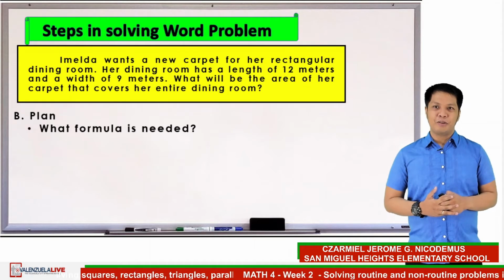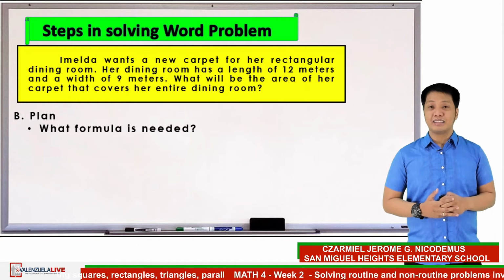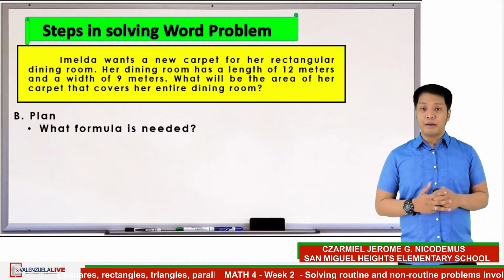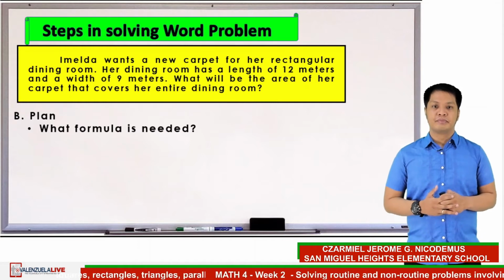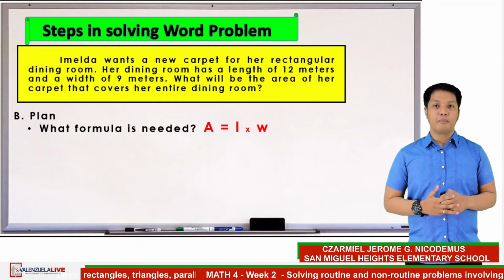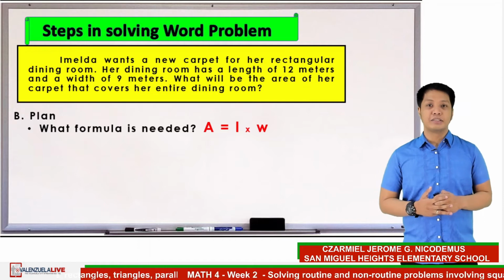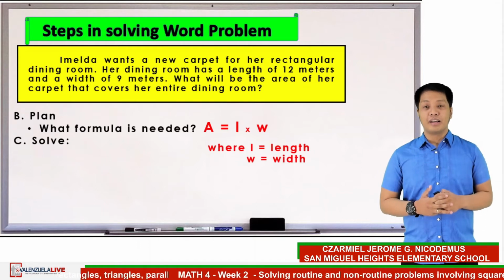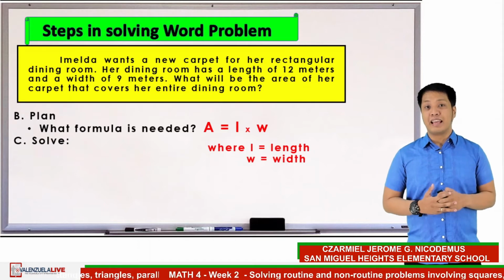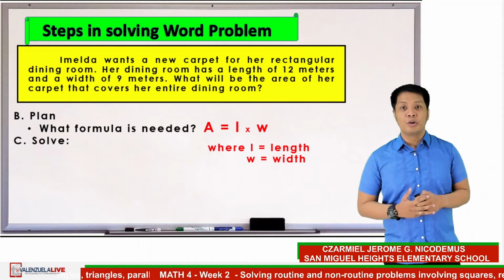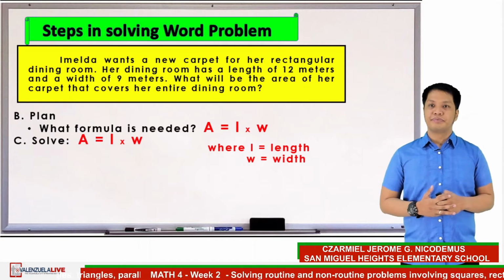To plan, we need to find the formula that is needed to solve this problem. The formula will be A equals L times W. So again, where L equals length and W will be width.